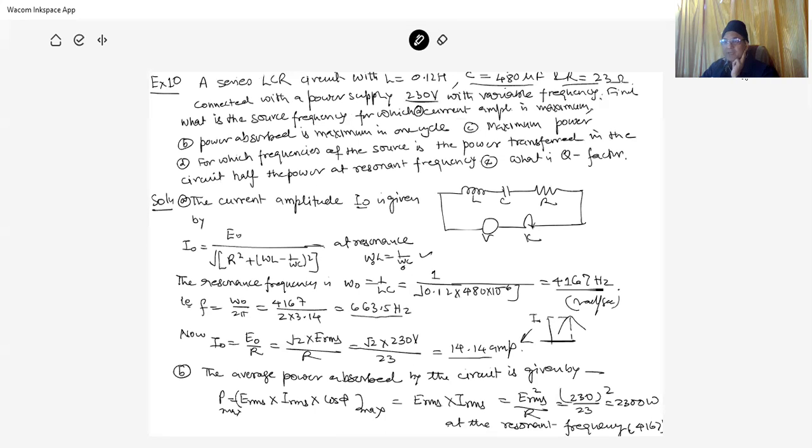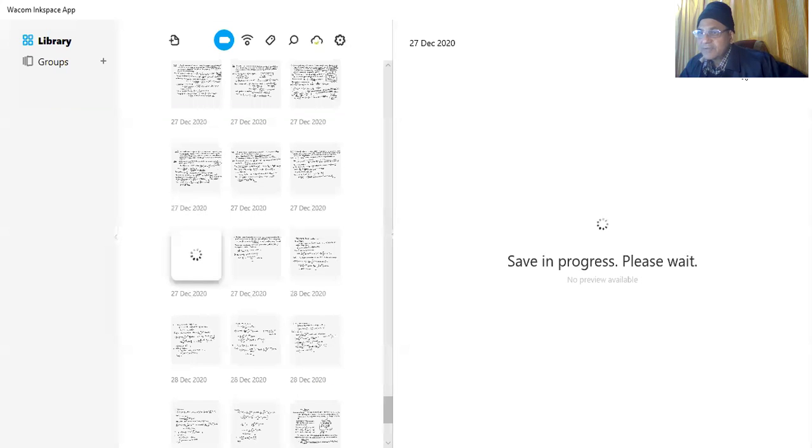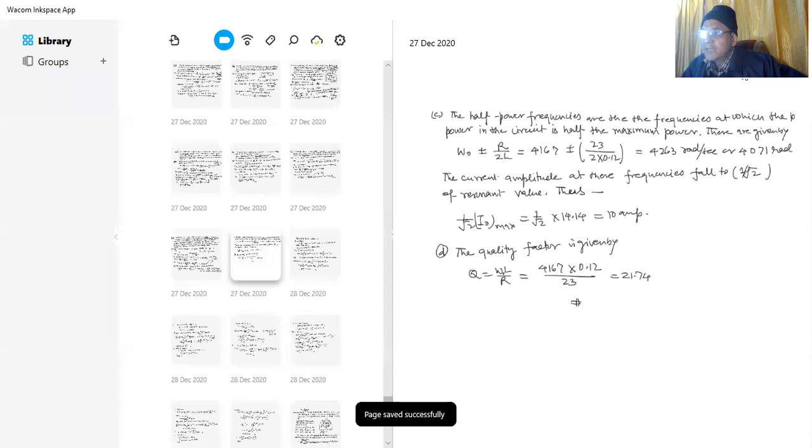The average power absorbed by the circuit is given by P equals E RMS, I RMS cos phi. At resonance, this cos phi value is equal to 1. So E RMS squared by R gives 2300 watt at the resonance frequency, that is 4167 hertz.